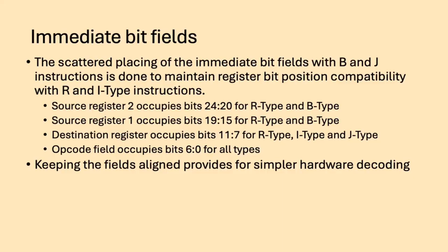The reason that this is done is actually fairly smart. It does this to keep most of the fields consistent across the different instruction types. R and B type most commonly use bits 24 through 20 for source register 2 and bits 19 through 15 for source register 1. Bits 11 through 7 is the common bit field designation for R-type, I-type, and J-type instructions, and this consistency will allow for simpler instruction decoding.